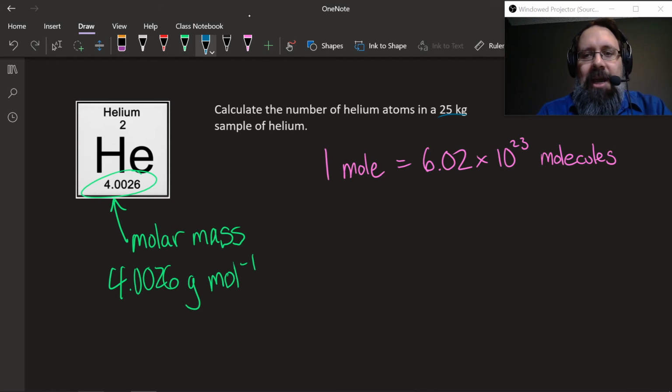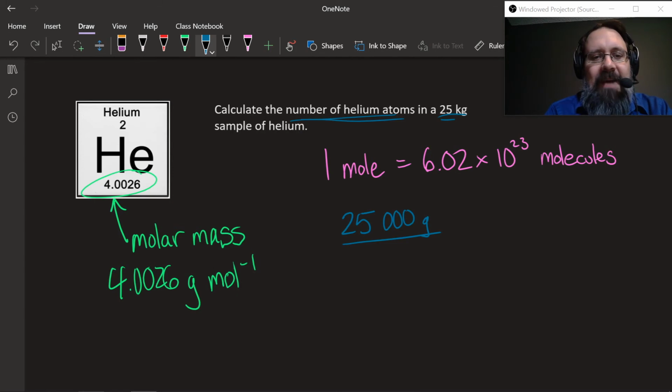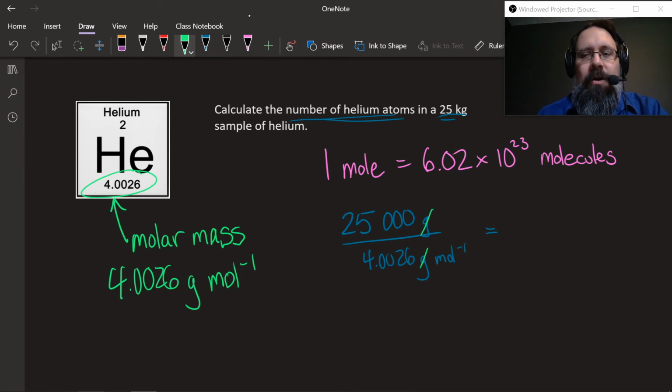Okay, so I want to figure out what's the number of helium atoms in 25 kilograms. The first thing to do is realize that I've got 25 kilograms, which is 25,000 grams. I'm going to divide that by 4.0026 grams per mole. If I do that, the grams will cancel out and I'll just get per mole, which means I'm just going to get moles. So what I've done here is figured out how many moles there are. I'm going to take 25,000 and divide that by 4.0026, and I get 6,246.